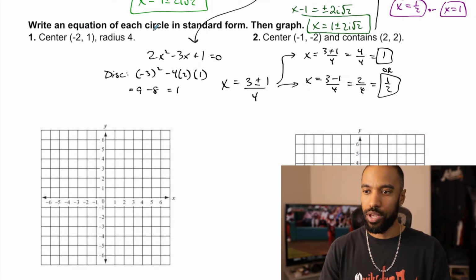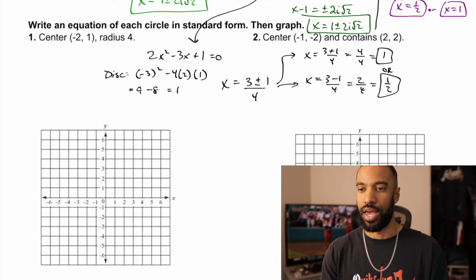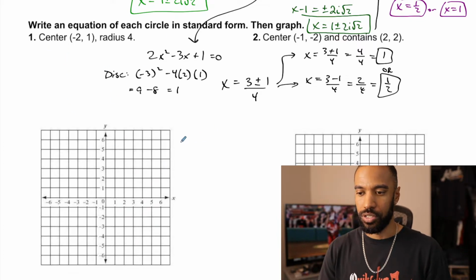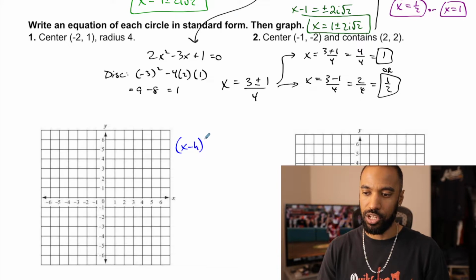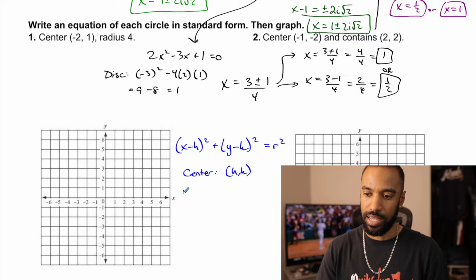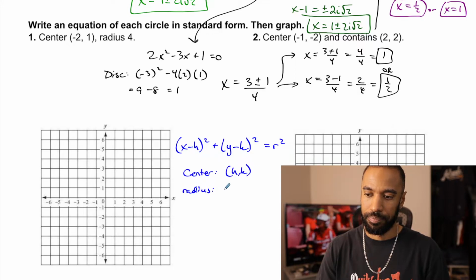Okay, write an equation of each circle in standard form, then graph. So, as far as circle equations in standard form, it is x minus h quantity squared plus y minus k quantity squared equals r squared. Your center exists at h comma k. And the radius is r.